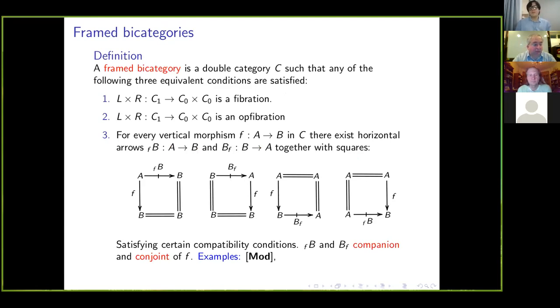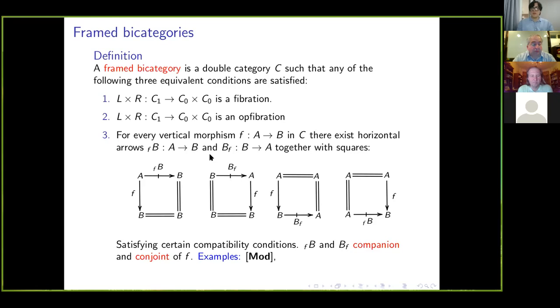Just very quickly, some of these things are important and some are not as important. A frame bicategory is a double category C such that any of the following three equivalent conditions are satisfied. We have a left frame and right frame functor, or a horizontal source and target functor. We can take the product. This product is a fibration, if and only if this is an opfibration, so this is a bifibration. Or equivalently, for every vertical morphism in C, there exist horizontal morphisms that look like this, and squares that look like this and satisfy certain equations. These are called the companion and conjoint of the vertical morphism F.